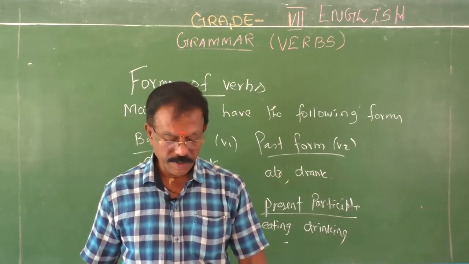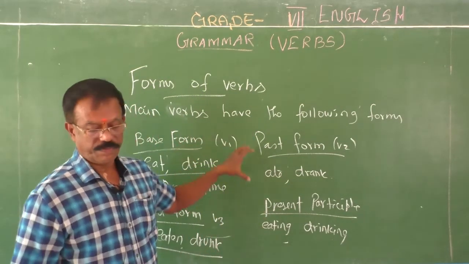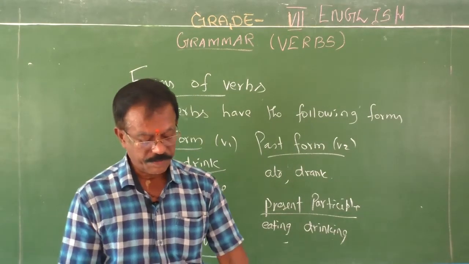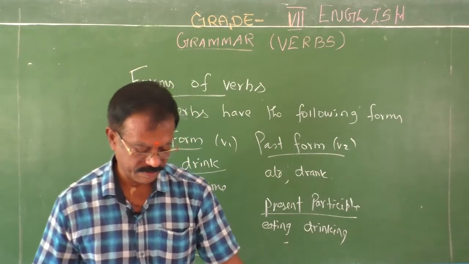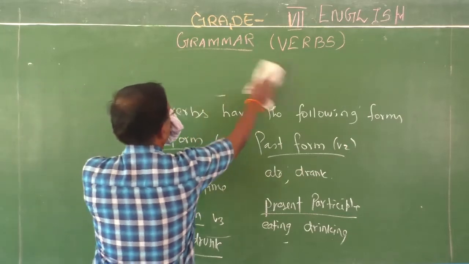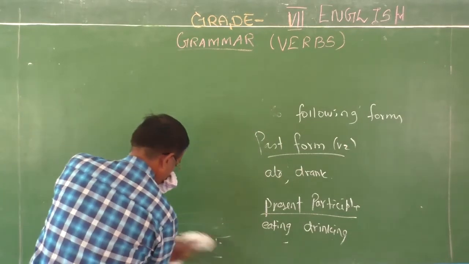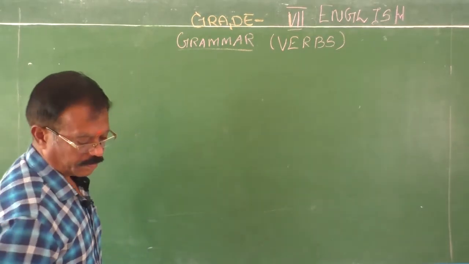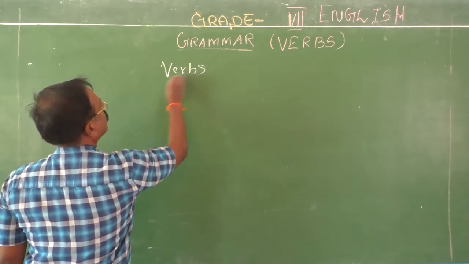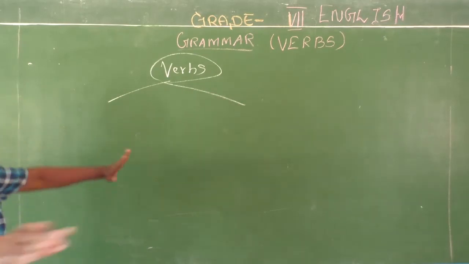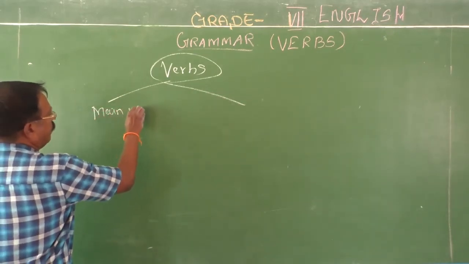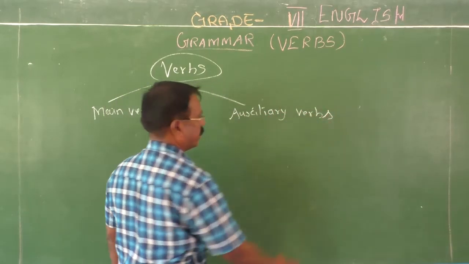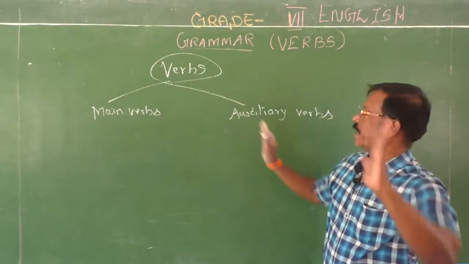Next, let me explain other verb structures: affirmative, negative, questions and negative questions. Before that, let me explain the verbal structure. Grammarians divide or classify verbs into two types: main verbs and auxiliary verbs.